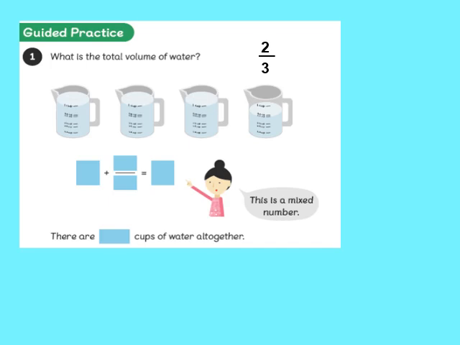Well, we know that we have 3 wholes, and then the final one has 2/3 of a cup in it. So 3 wholes plus 2/3 will give us 3 2/3. Okay, so there are 3 2/3 cups of water all together. That's our mixed number.